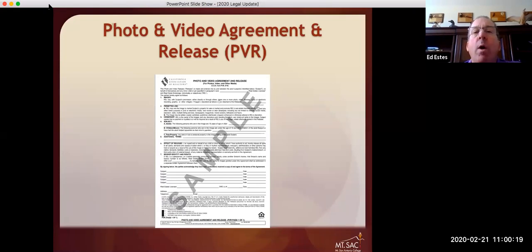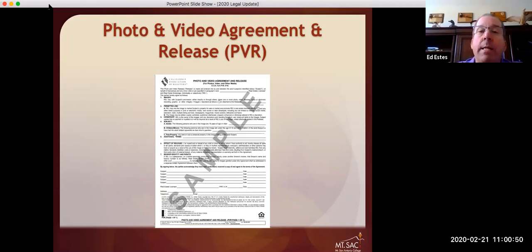Photo and video agreement and release. This is kind of in tandem with what I was talking about earlier with the release from the photographer. Let's say your photographer is out there taking pictures of the property. Well, they happen to take a picture of the seller's dog. Does the seller have any rights to royalties because you took a picture of their dog, even if it was the back end, and you're now publishing it in flyers and such?